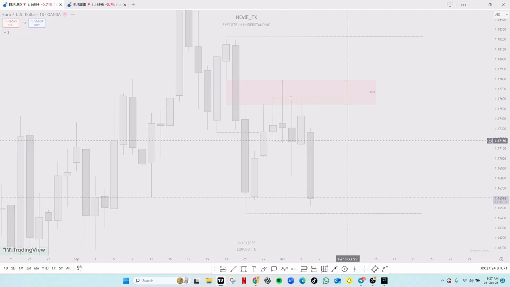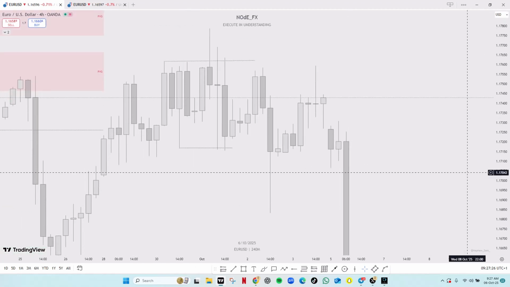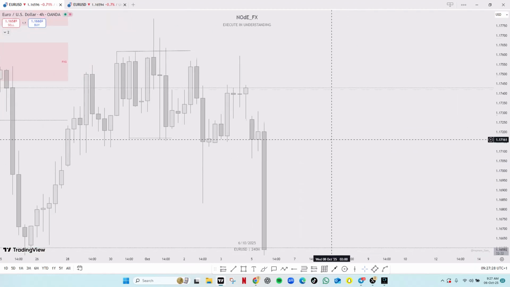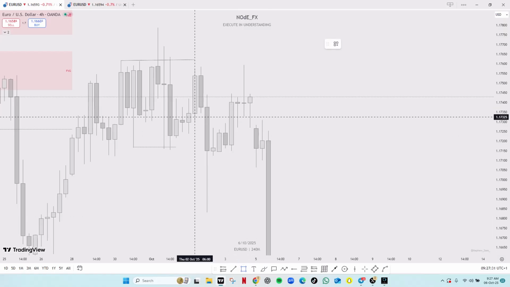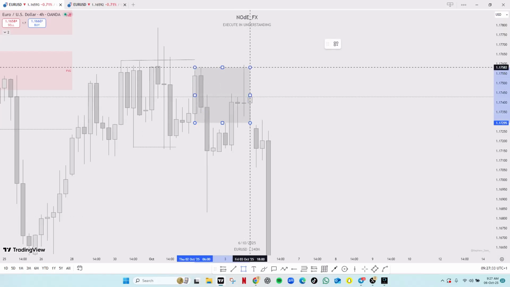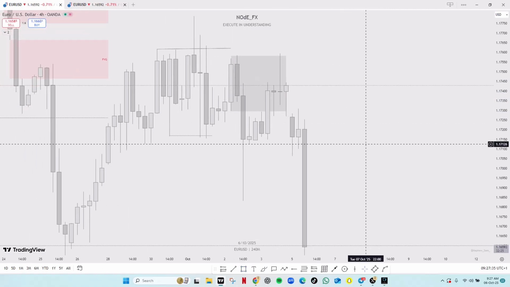We are going to still go down to a lower time frame to look for our value supplies. Now, looking for our value supply, price has given me this as a value supply. Why is it a value supply?